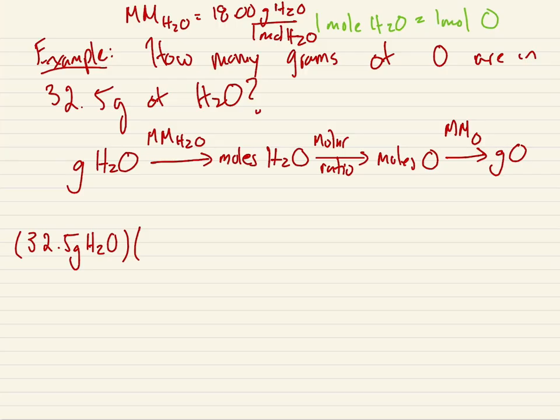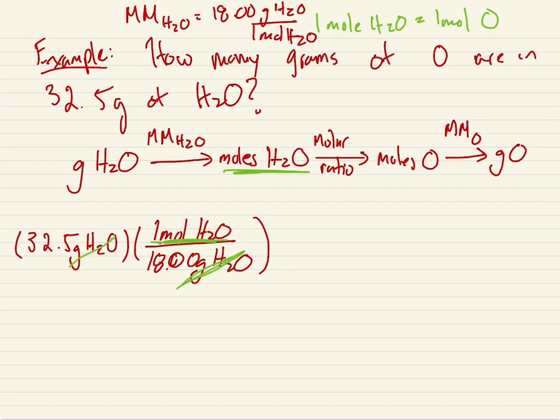So we have 1 mole H2O for every 18.00 grams of H2O. Now we see that we're in moles of H2O, which is what we have in the numerator here, and the grams cancel out. So our first step is fine.